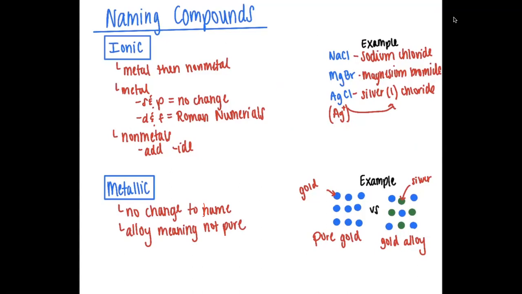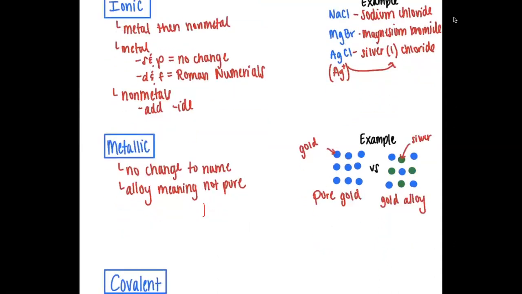All right, metallic, though. There is no change to the metallic, except saying something is pure versus an alloy. If it is an alloy, it means it's not pure. In our example, we have pure gold, and when we start adding maybe silver, it becomes a gold alloy. This is the difference between 6 karat and 24 karat gold. The purity of the metal is a huge difference, and that also drives up cost. It's more difficult to get something pure than something mixed.